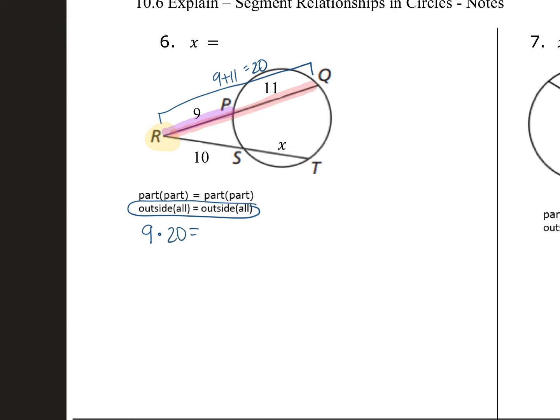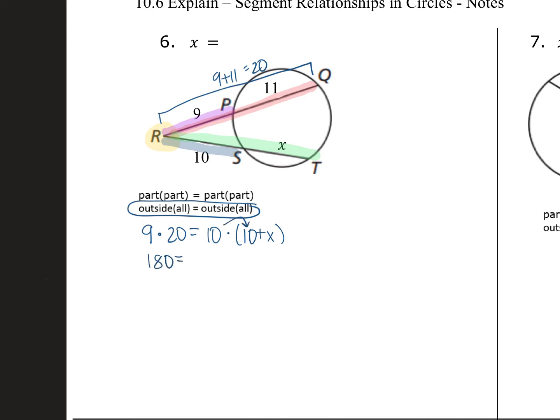So 9 times 20 equals. And then we're going to do the bottom line. The outside for the bottom line is 10 times all of the bottom line, which is 10 and x. So we need to add those two sections together. So we have in parentheses 10 plus x. 9 times 20 gives us 180.